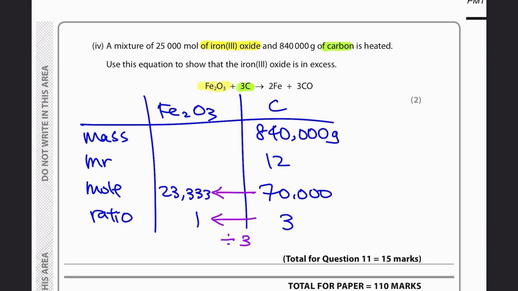Okay, now what is the Mr of iron 2 oxide? The Mr of iron 2 oxide from the previous question, you would have worked out as 160. You can check that if you need to, but it's 160. And then I'm going to go up and work out the mass. The mass is these two numbers multiplied together, which is 160 times 23,333. And the answer is, let me write this down, 3,733,280 grams.